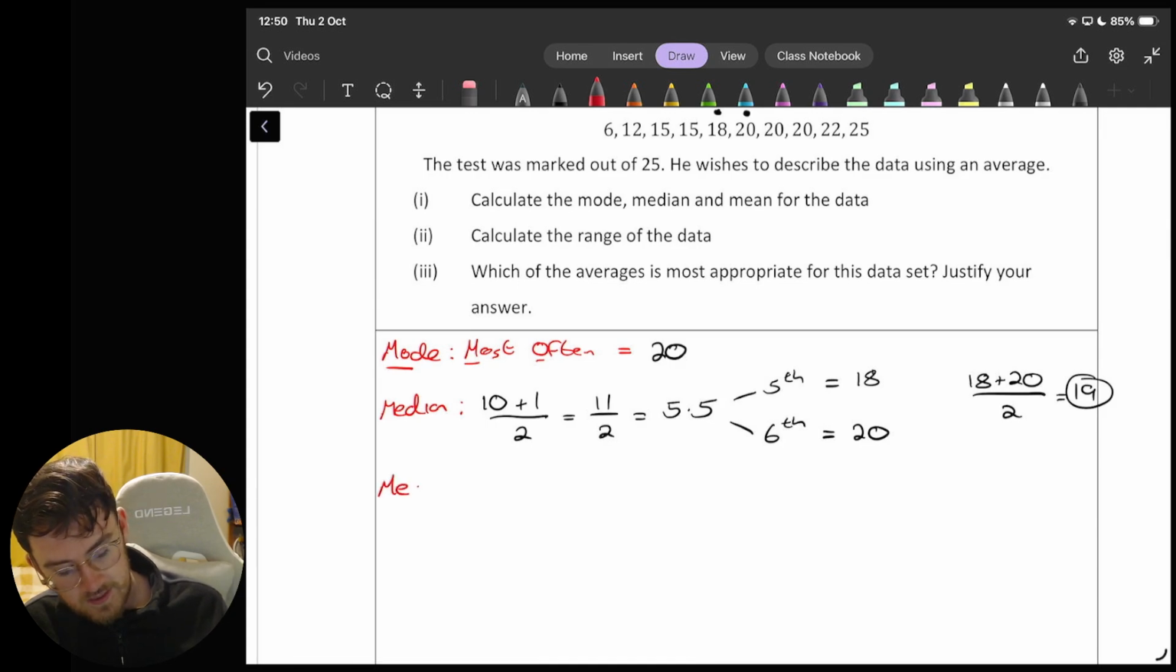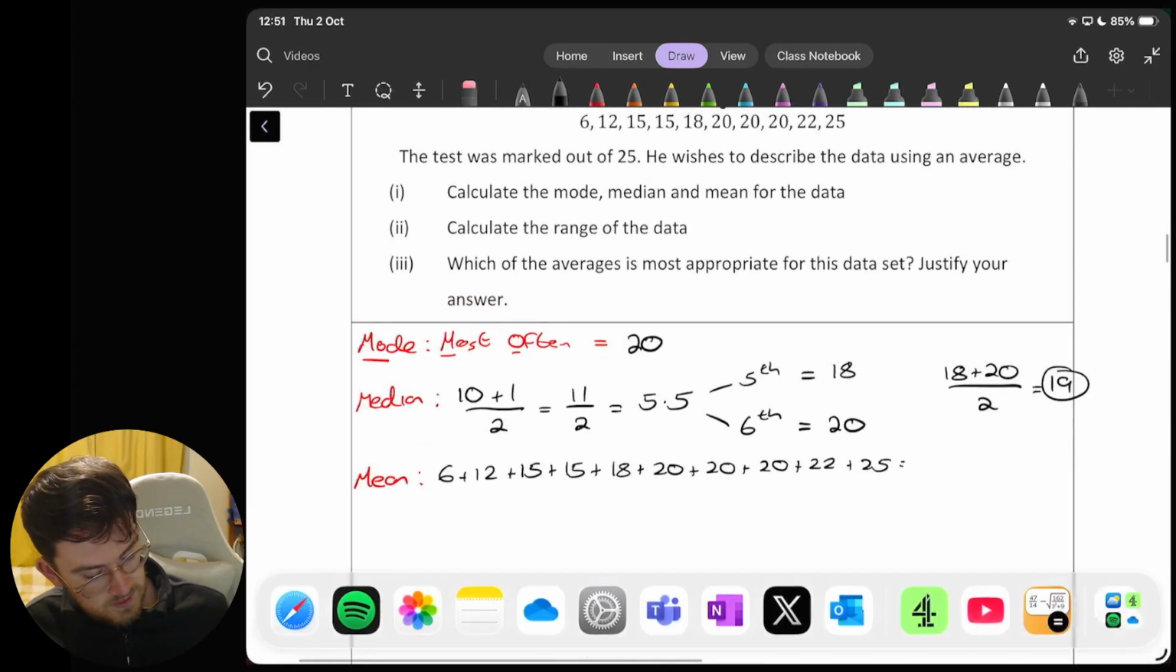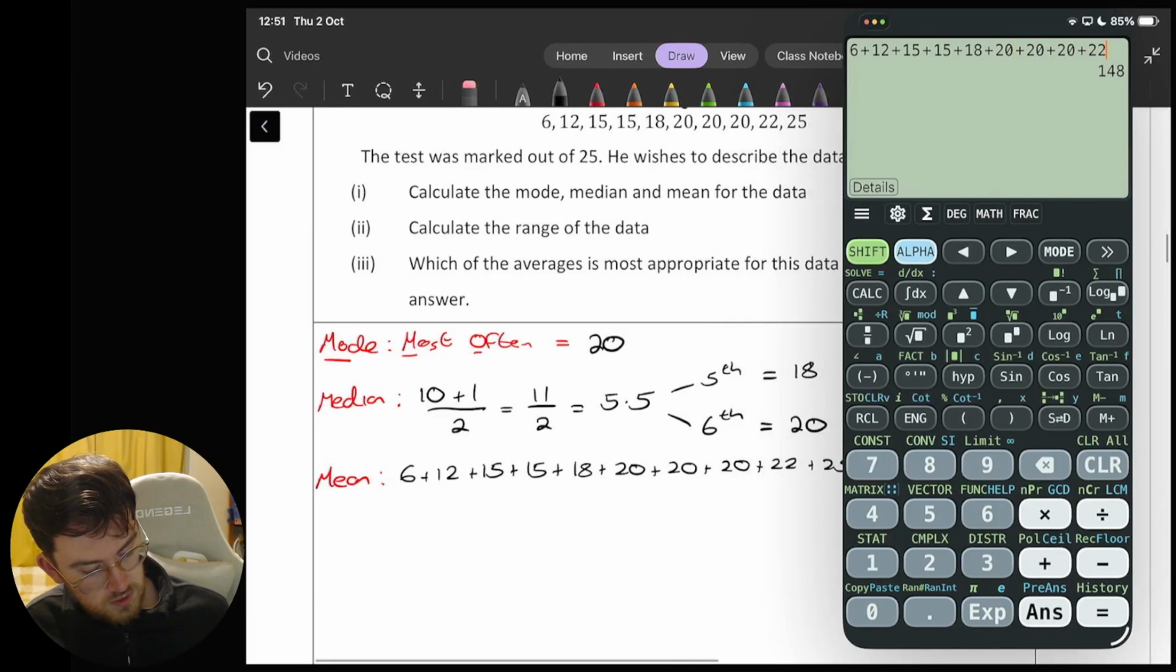Let's look at calculating the mean next. To calculate the mean, I add them all together. So 6 plus 12 plus 15 plus 15 plus 18 plus 20 plus 20 plus 20 plus 22 plus 25. Let me see, can I get my calculator up here? That is 173.